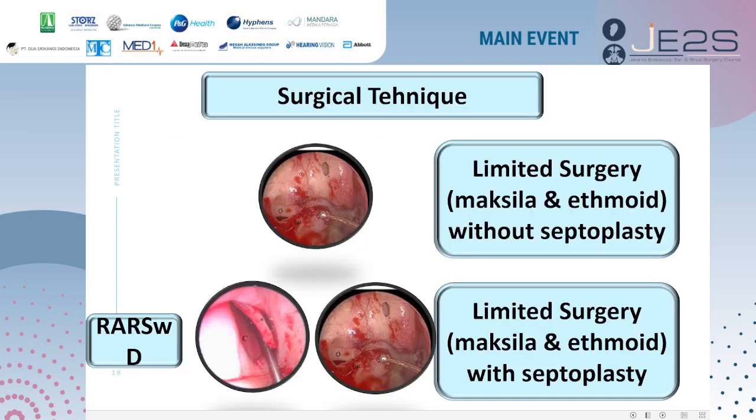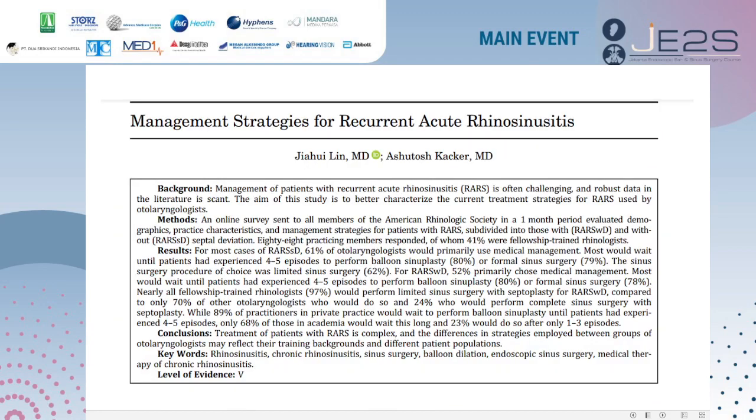What kind of surgical technique do they recommend for the RARS? Limited surgery, limited to maxilla and ethmoid, without septoplasty for patients without septum deviation, and limited surgery of maxilla and ethmoid with septoplasty for patients with septal deviations. This is a study which revealed that there is a significant improvement of quality of life in patients with RARS who underwent the surgery compared with medical treatment.